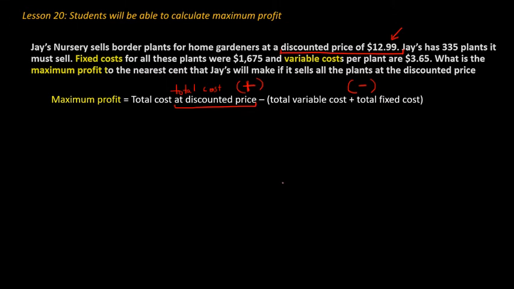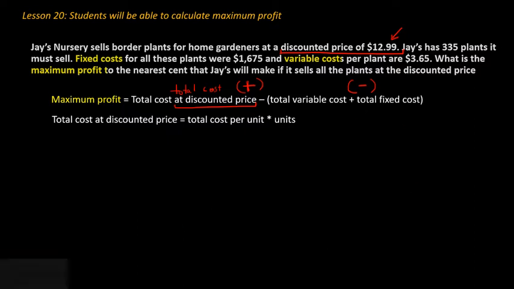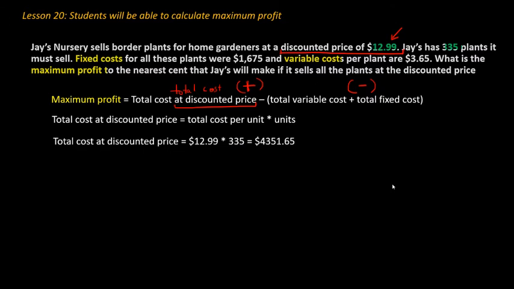So we're going to break this into chunks. First, what is the total cost at the discounted price? He has discounted his price to $12.99 per plant, and he has 335 plants. So the total amount of money he would earn if he sells each one for $12.99, and there are 335 of them, is $4,351.65. So that's the money he's going to earn if he sells these plants at this price.